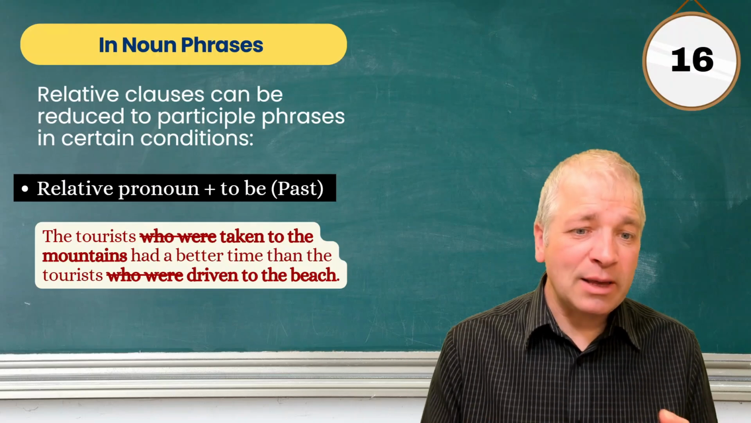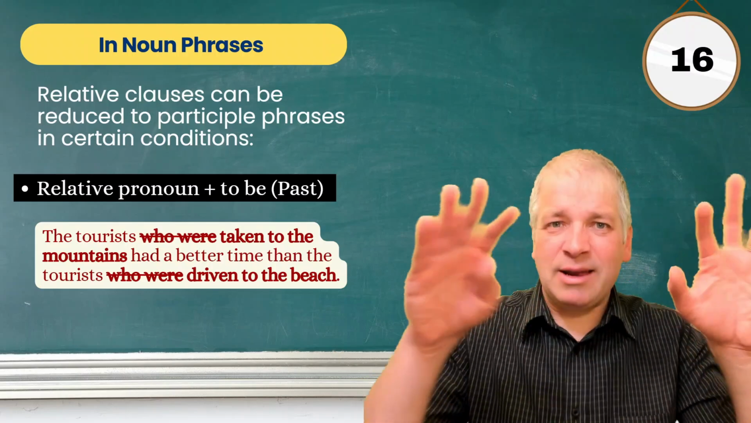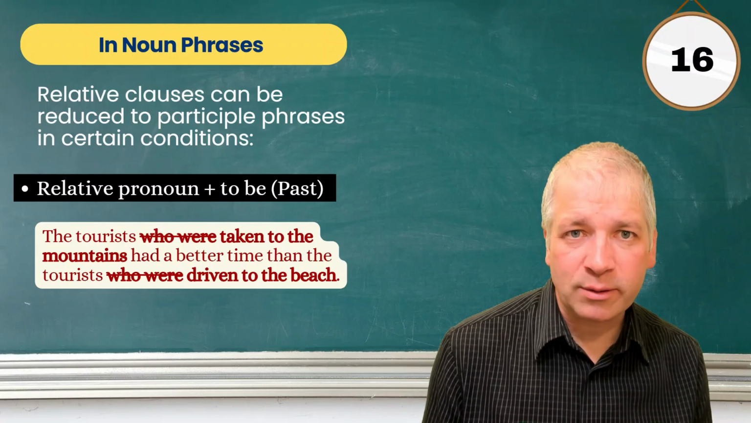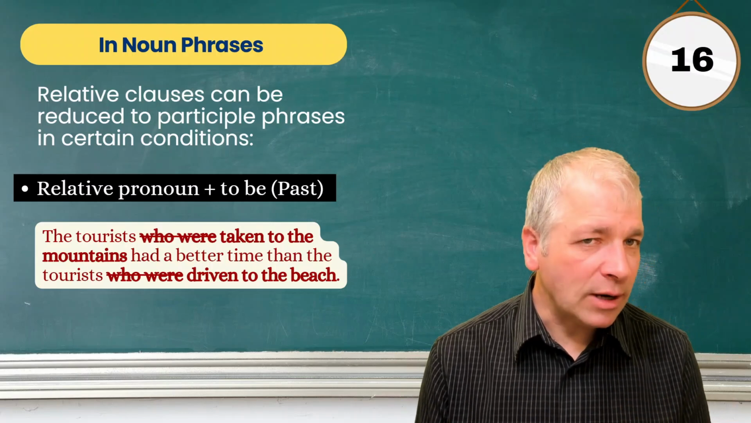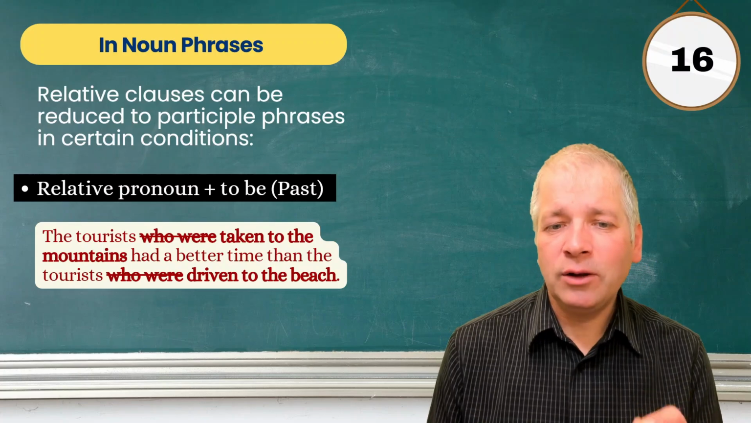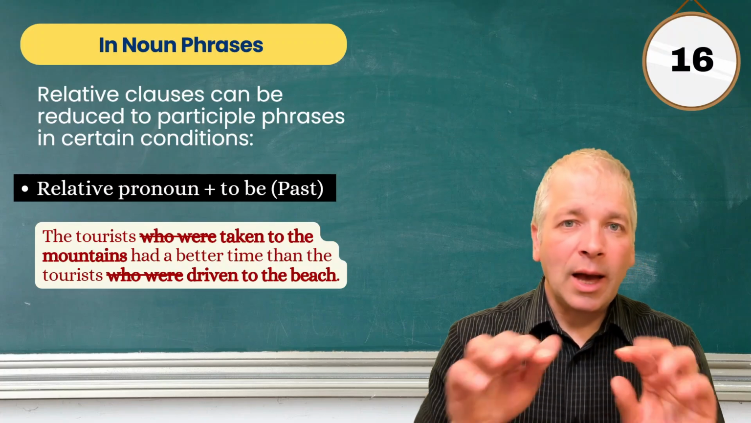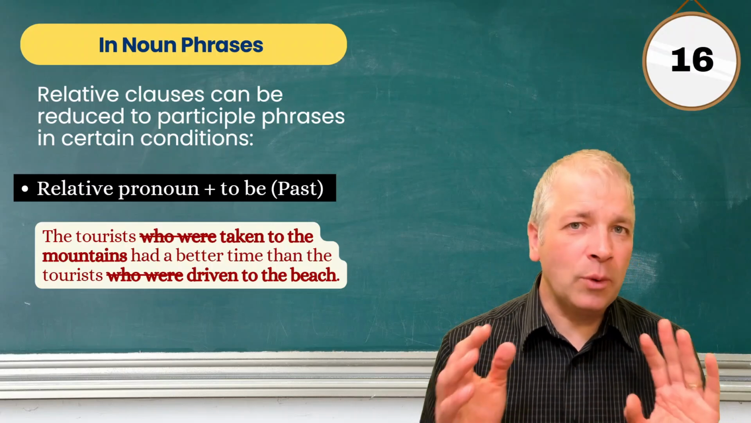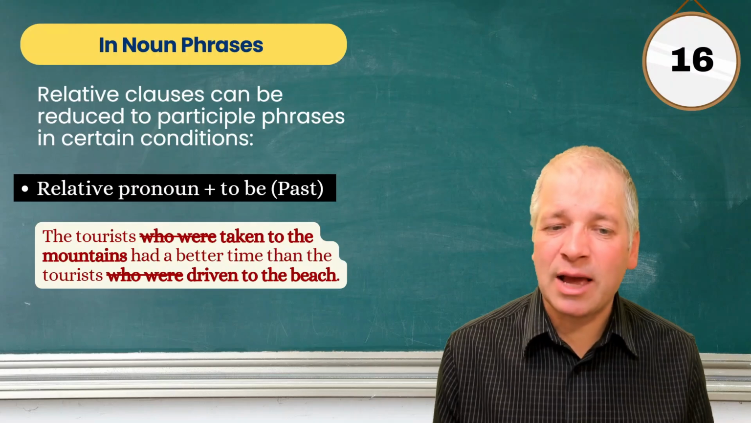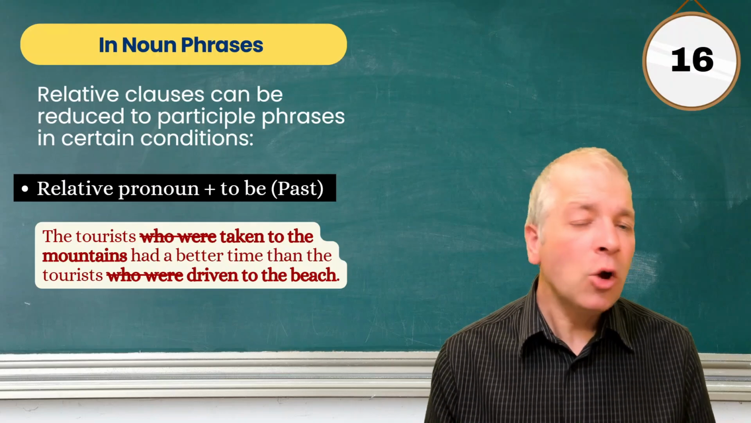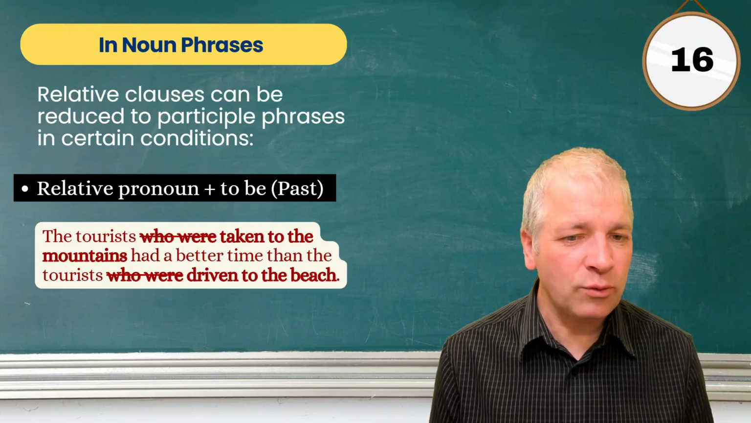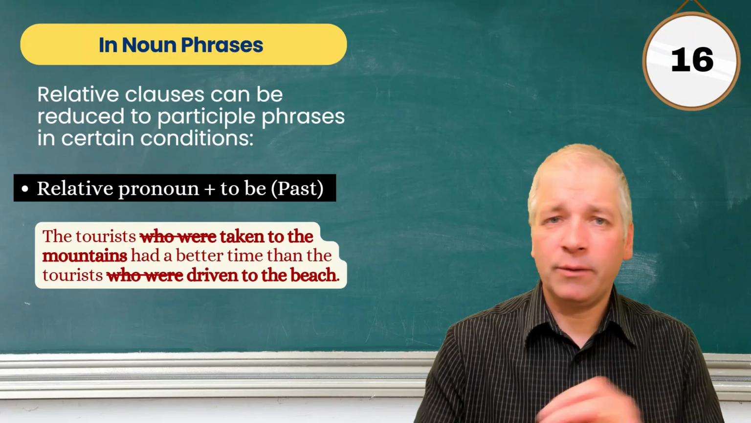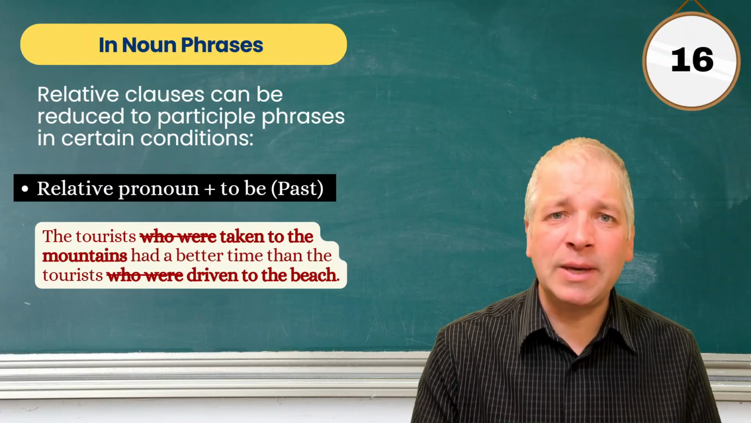The first noun phrase is the tourists who were taken to the mountains. It's a noun phrase on its own. Who were taken to the mountains describes the tourists. But we have the relative pronoun who, and then to be, were, and in this combination we can delete it. We can reduce it and turn it into a participle phrase. And instead we could say the tourists taken to the mountains. We could do the same with the second part. Instead of saying the tourists who were driven to the beach, we could say the tourists driven to the beach. It's fine to use grammatically in speaking and writing.